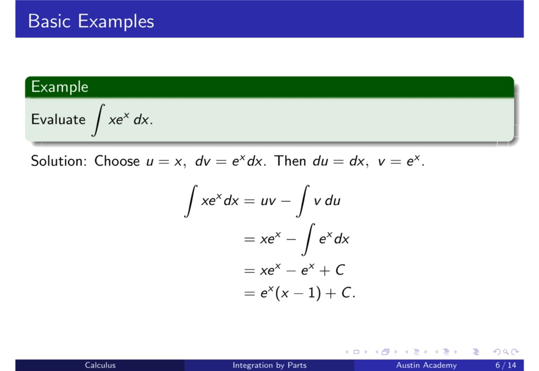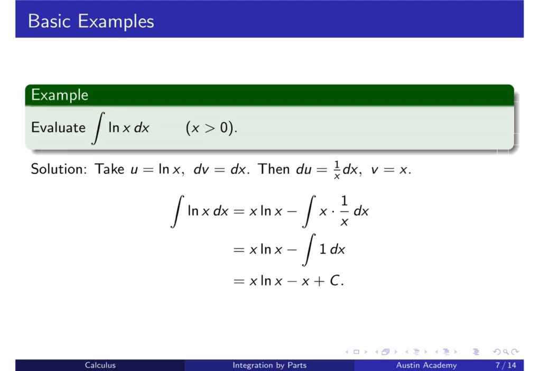Example 1. Let's evaluate the integral of x e^x. We set u equals x and dv equals e^x dx. Then, du equals dx and v equals e^x. So, the integral becomes x e^x minus the integral of e^x dx, which equals x e^x minus e^x plus c, or factored as e^x times (x minus 1) plus c.